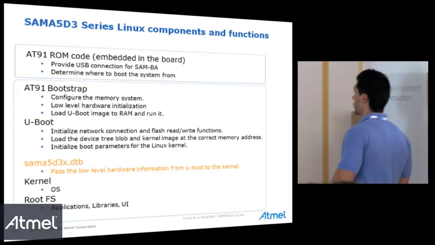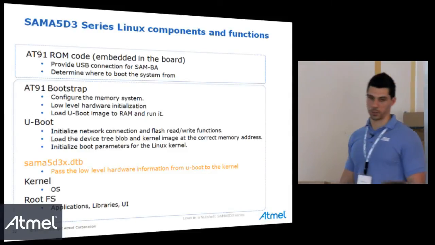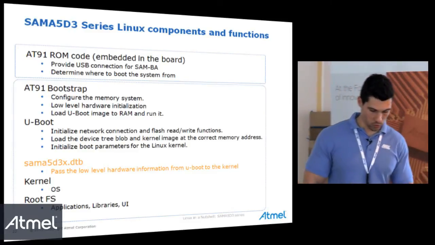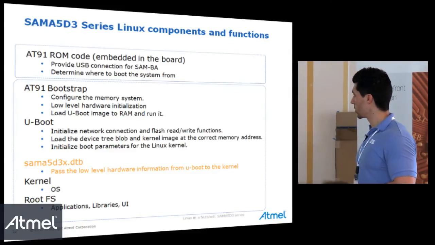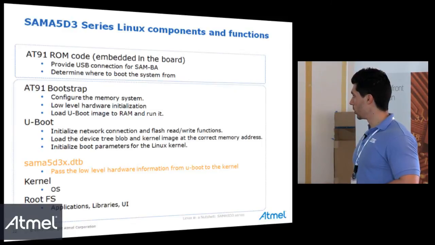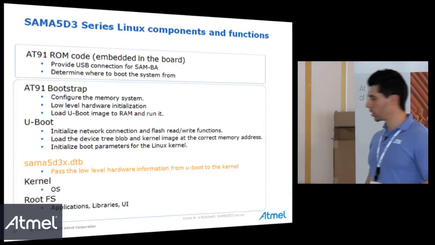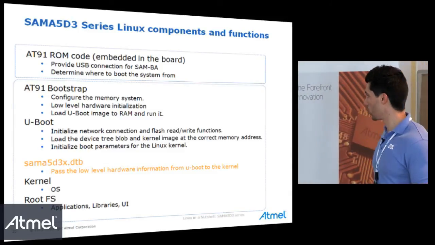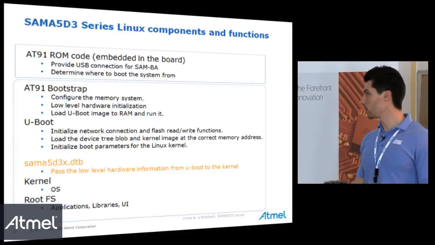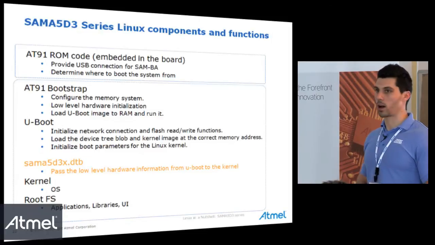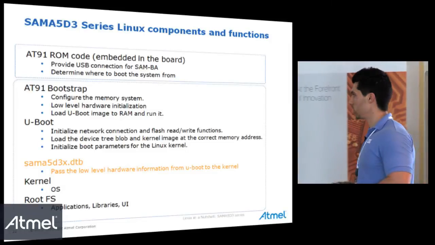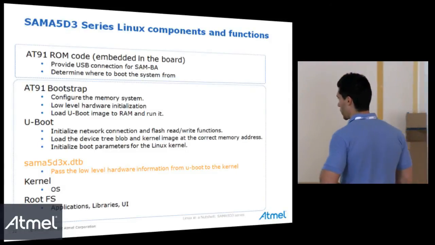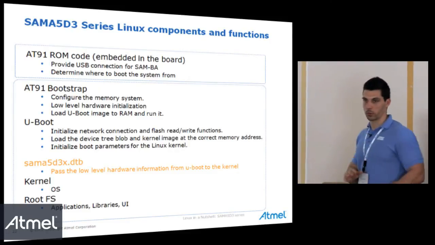Let's have an overview of the different Linux components and functions available. It's quite similar to the previous offer we had on, for example, SAM9 products. You still have the ROM code, of course, the bootstrap, U-Boot, the kernel, and the root file system. But now you have the DTB file, the device tree blob file, to pass the low-level hardware information from U-Boot to the kernel.